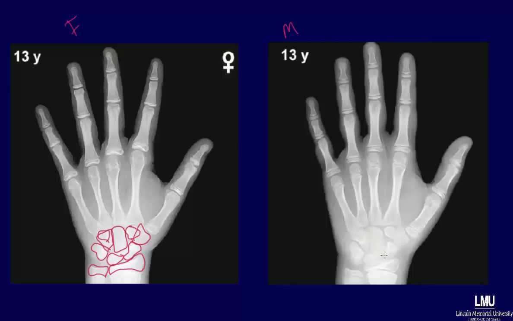So here we have our scaphoid, lunate, triquetrum, and pisiform, hamate, capitate, trapezoid, and trapezium with your thumb.